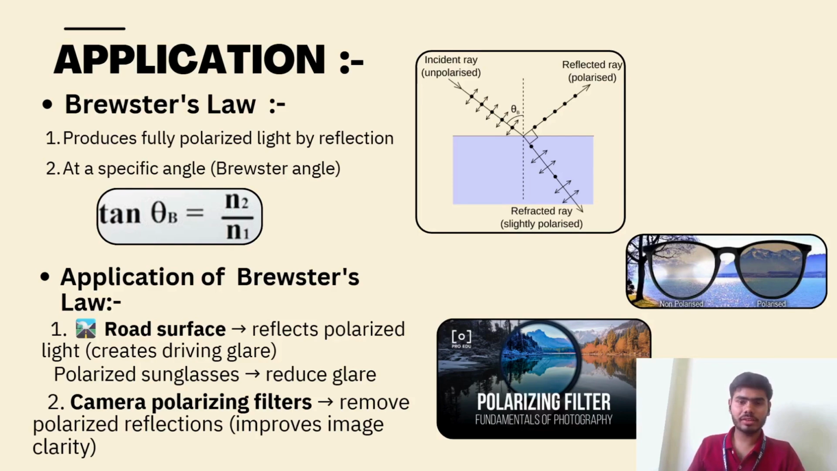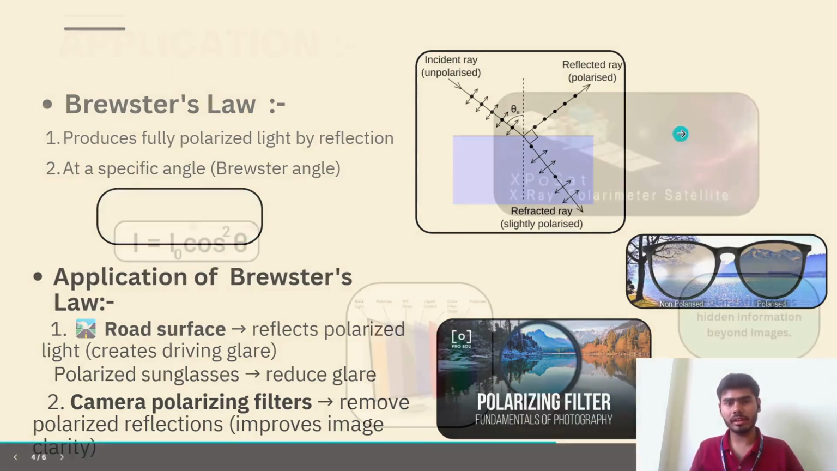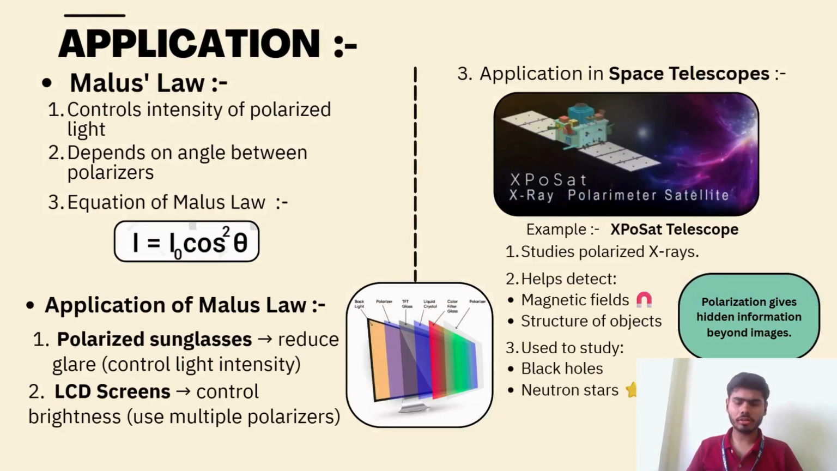Let's now discuss the second law, which is also important: Malus's law. Malus's law controls the intensity of polarized light. It depends on the angle between the polarizers. The equation of Malus's law is I equals I zero cos squared theta. Here I zero is the initial intensity and theta is the angle between the two polarizers. This angle is important as it controls the intensity of light.